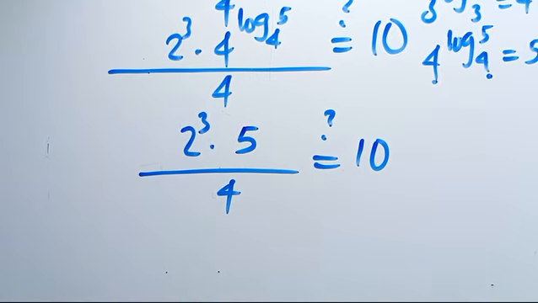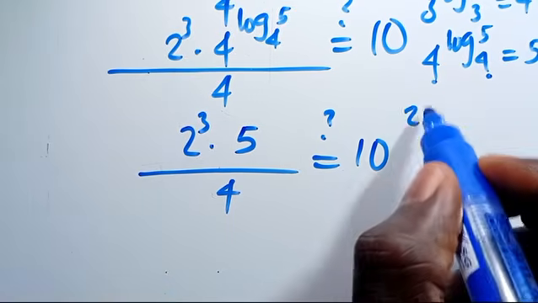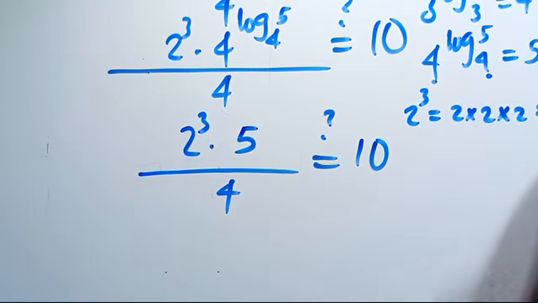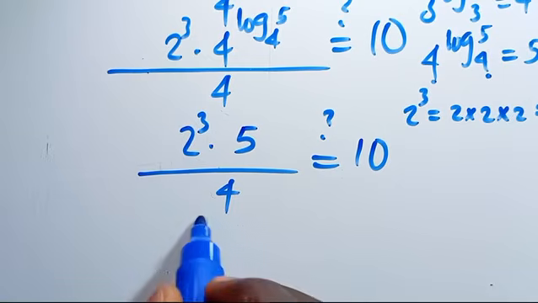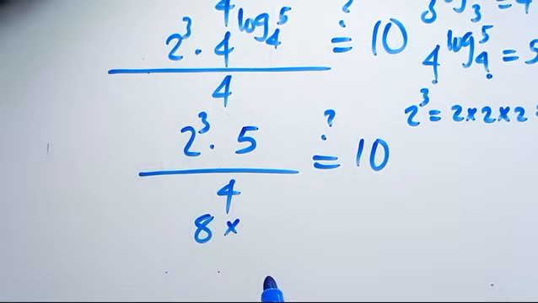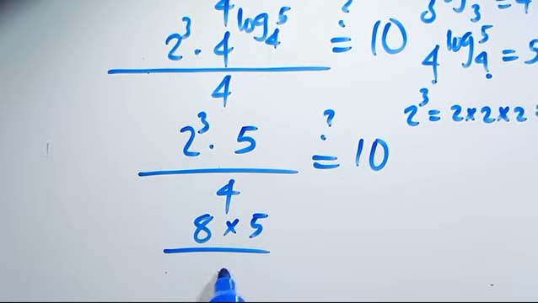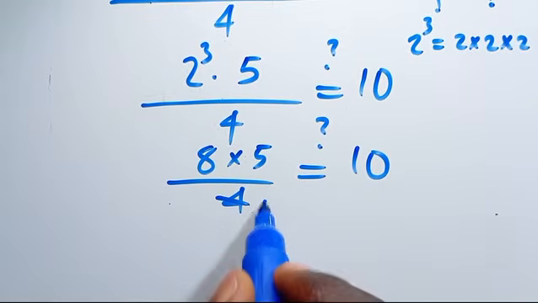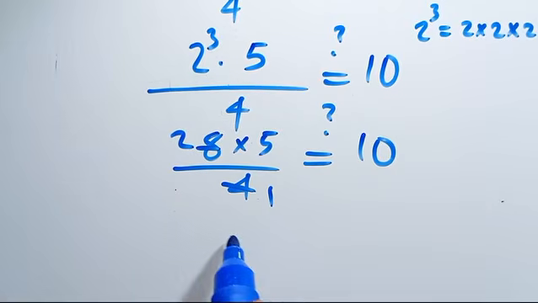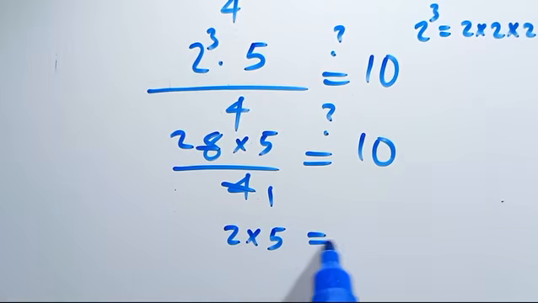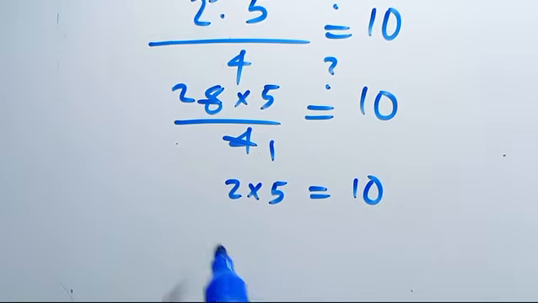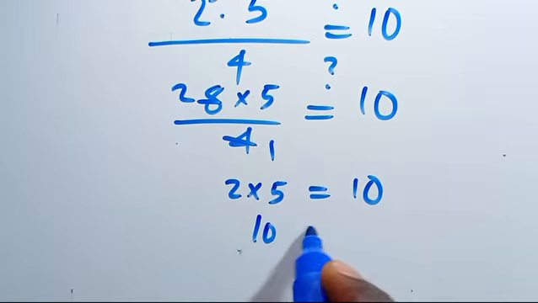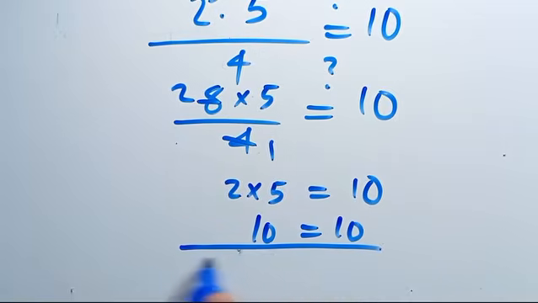Now 2 to the power of 3 means 2 times 2 times 2, which equals 8. So from here we have 8 times 5 over 4 is going to give us 10. 4 here 1, 4 here is 2. So we have 2 times 5, which equals 10. So from here we have 10 equals 10. The left equals the right.